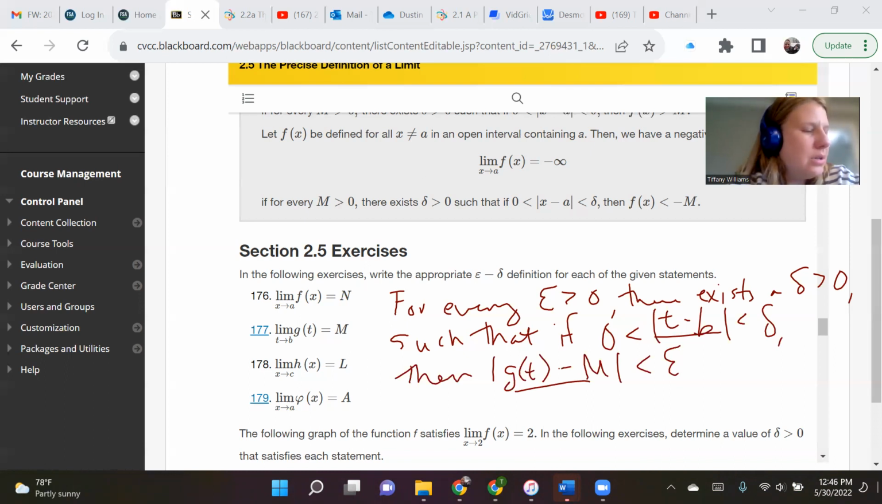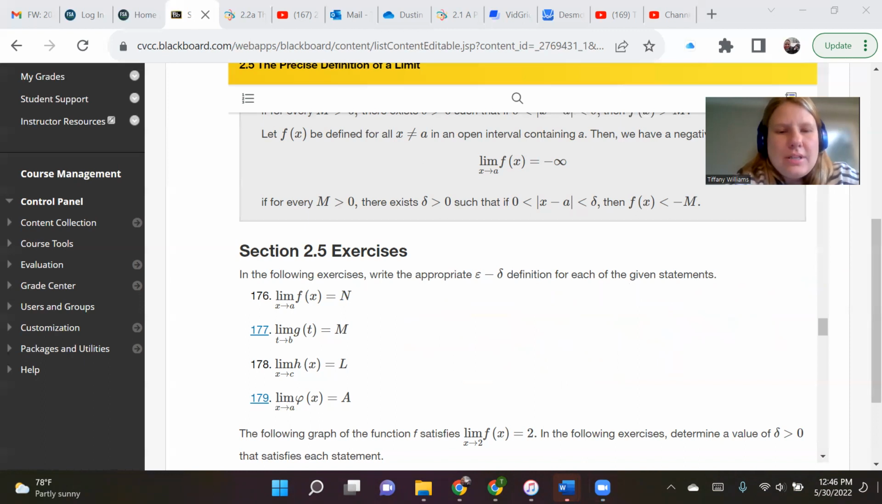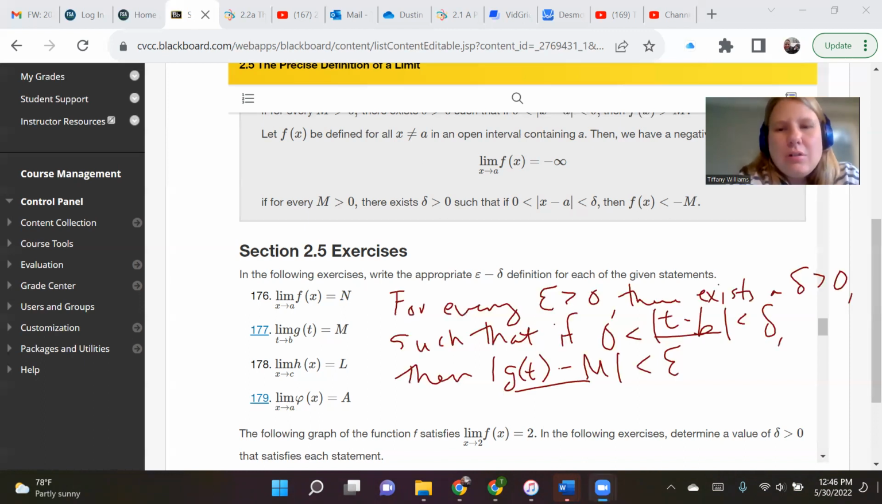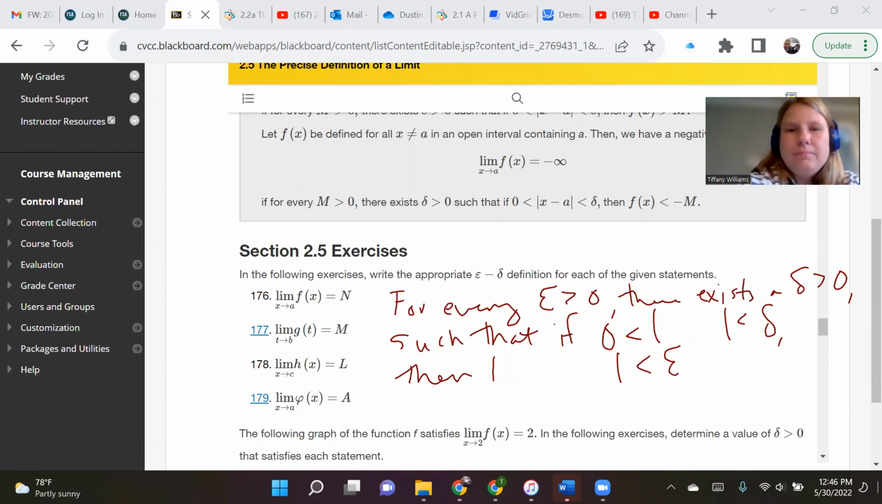Let's do one more just to make sure that we're good with that. So I'm going to clear this one out. We're going to do number 179. I really shouldn't have cleared all of that out because most of it's going to stay the same. So I'm going to make it easy on myself, and I'm going to say, okay, so for every epsilon greater than 0, there exists a delta such that this part needs to change and this part needs to change. Let's do it in a different color so we can see it really well.